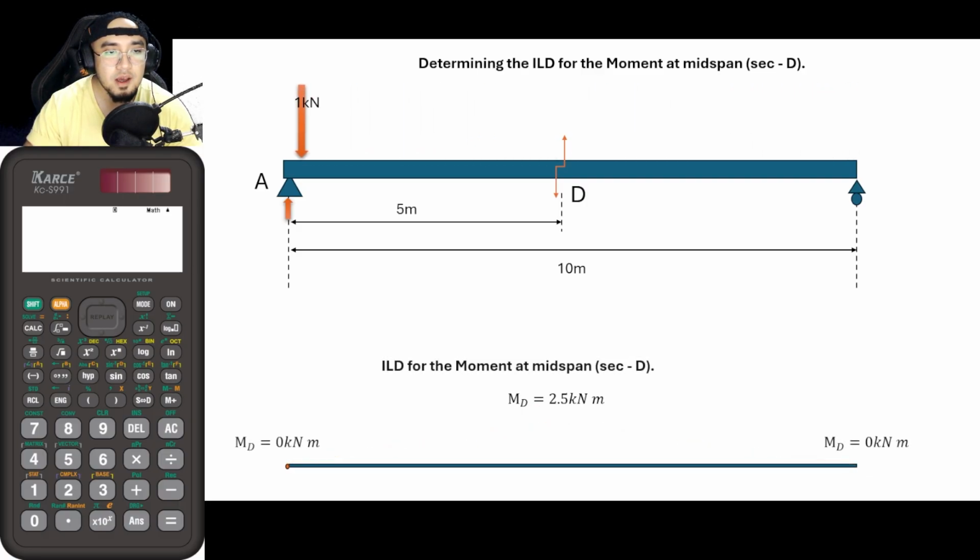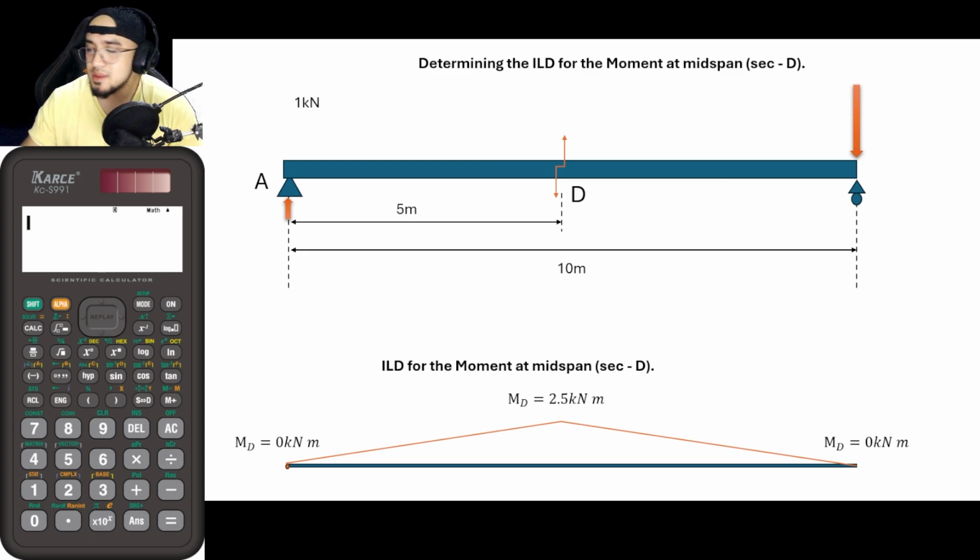Okay, so in here, guys, if the location of the load is here, the result of the moment at midspan is equal to 0. Then, if the location of the unit load is here, the moment at the midspan is equal to 2.5 kilonewton meter. Then, if the location of the load is at this point, we have found out that the moment about the midspan is equal to 0. So this is now the influence line diagram at midspan D.